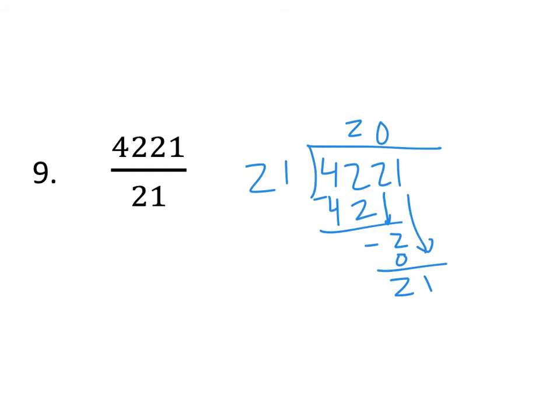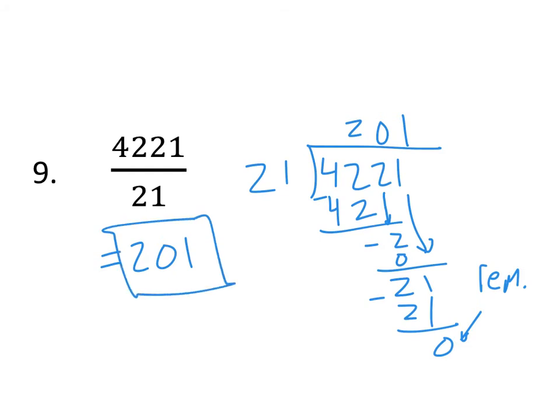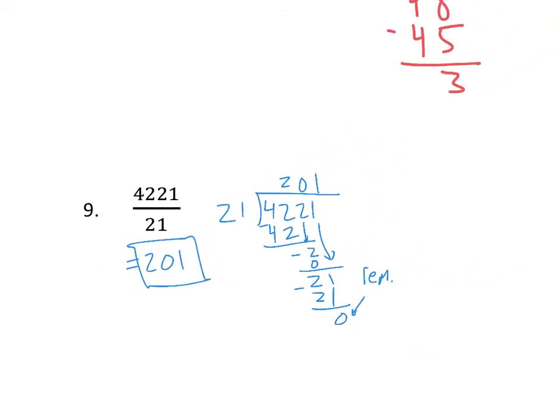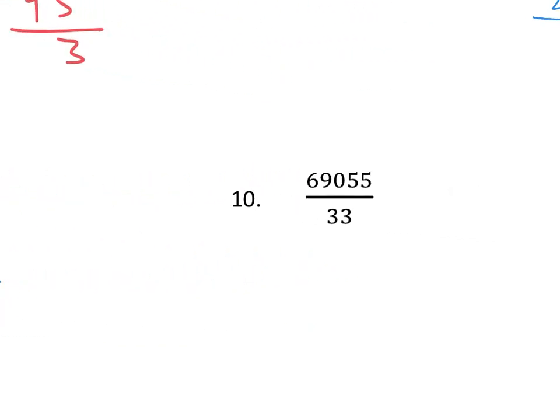How many times does 21 go into 21? It goes in there once exactly. 1 times 21 is 21. And we subtract and we get 0. So our remainder is 0. That means there's no fraction. So this is exactly 201. We don't always have to have a remainder. Sometimes it fits perfectly. 21 times 201 is 4221. Kind of an interesting result there.